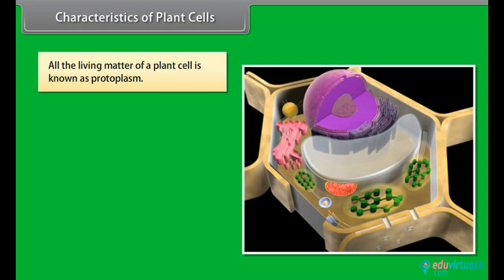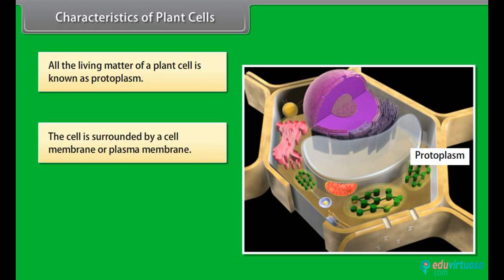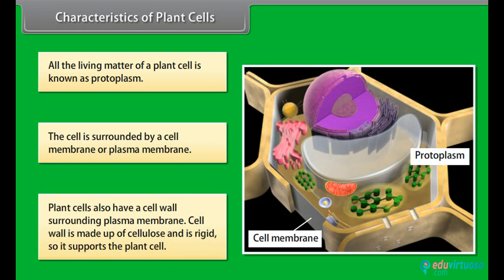All the living matter of a plant cell is known as protoplasm. The cell is surrounded by a cell membrane or plasma membrane. Plant cells also have a cell wall surrounding plasma membrane. Cell wall is made up of cellulose and is rigid, so it supports the plant cell.